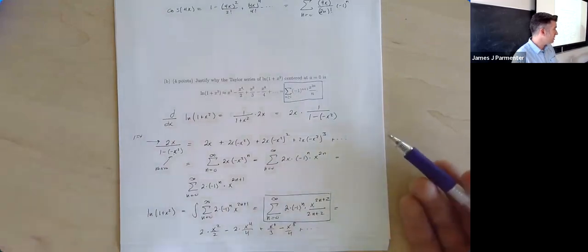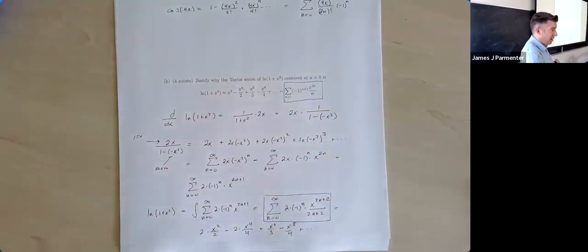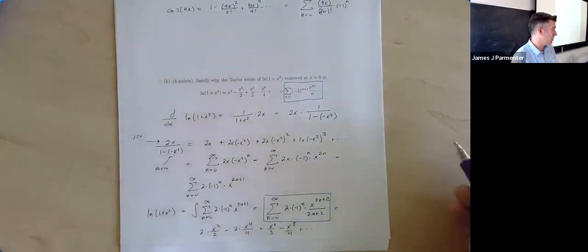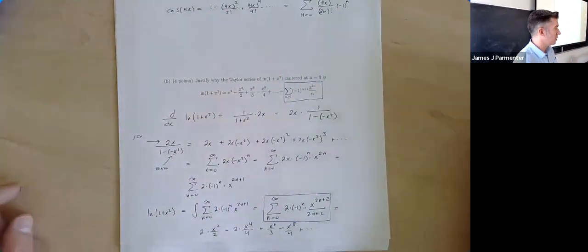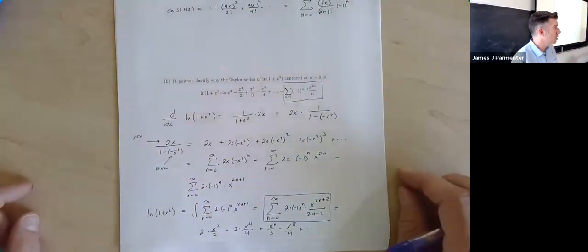There are other ways to do this, right? You could have gone the long way. I don't think that's what he wants you to do. I think he wants you to take the derivative and then find the series for the thing we know and then anti-differentiate it. But there are lots of ways to solve a problem in class, so it's kind of up to you. Do you always derive?